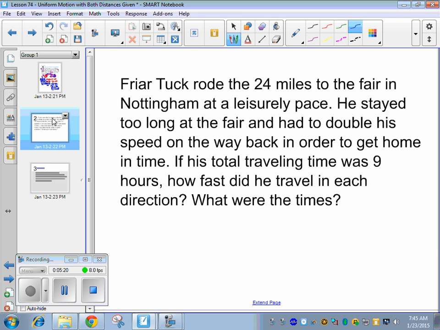Let's see if you guys can write these formulas. Because as long as we can write formulas, we can probably solve, right? So on this one, let's just write them, and then I'm pretty sure you guys can solve. So Friar Tuck rode the 24 miles to the fair in Nottingham at a leisurely pace. We can actually write a formula based on just that. Who can write that one? What's that first sentence? Yeah, Scott. Rate Friar Tuck times time Friar Tuck is 24. Good. All right. Once you have a distance, then rate times time equals that distance.